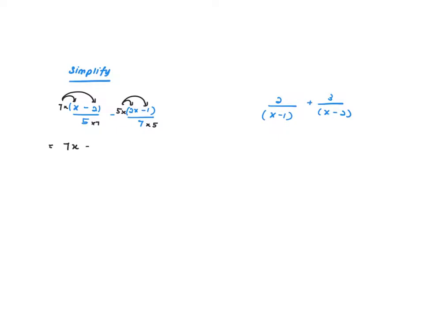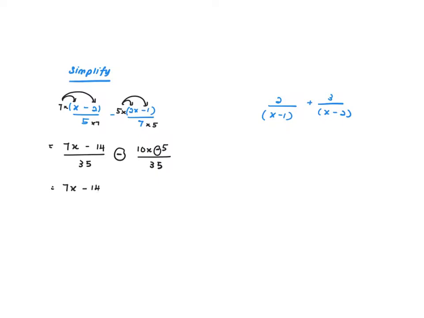7x minus 14 over 35 minus 10x minus 5 over 35. Okay, now since our denominators are the same, let's combine our numerators together. But when we combine, if that's a plus, then that's easy. But if that's a minus, you need to ensure that you change the signs. Okay, so let's combine that now.